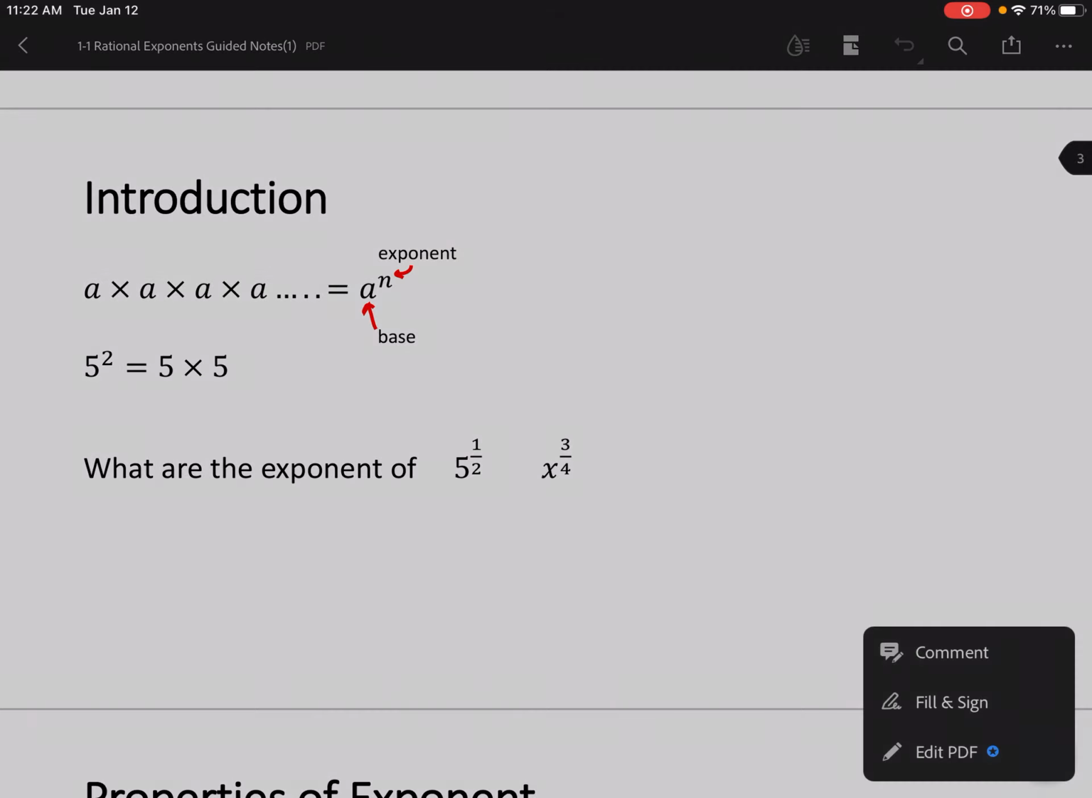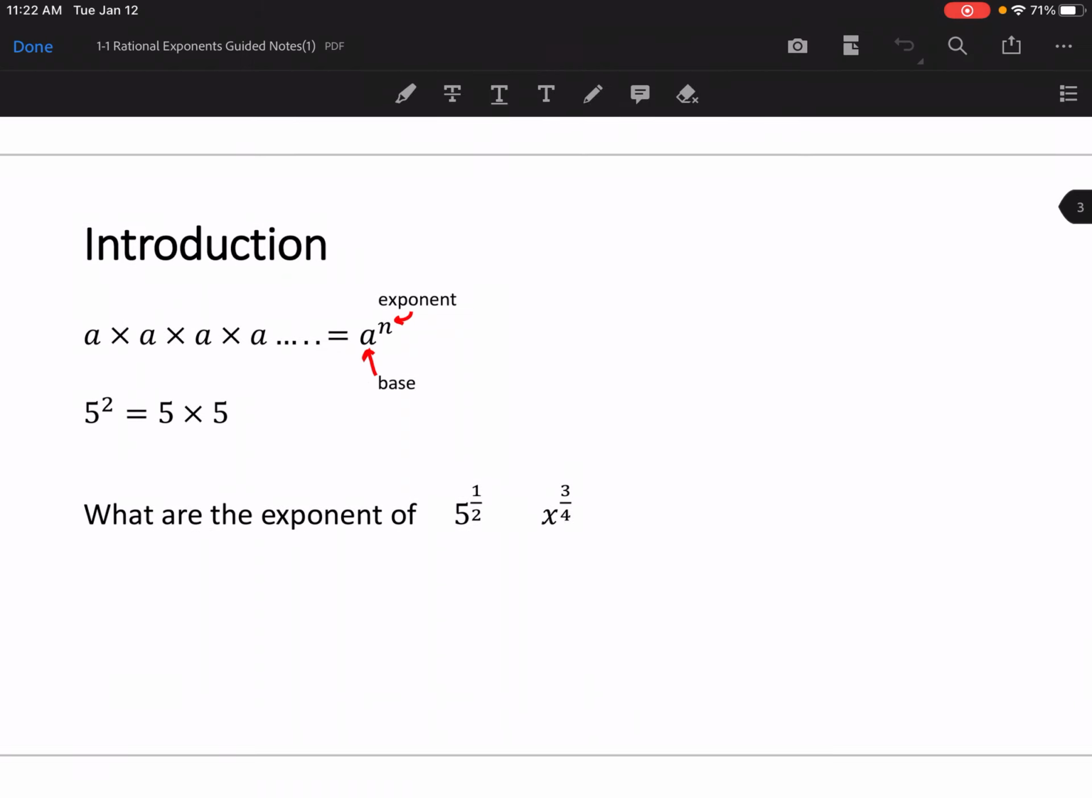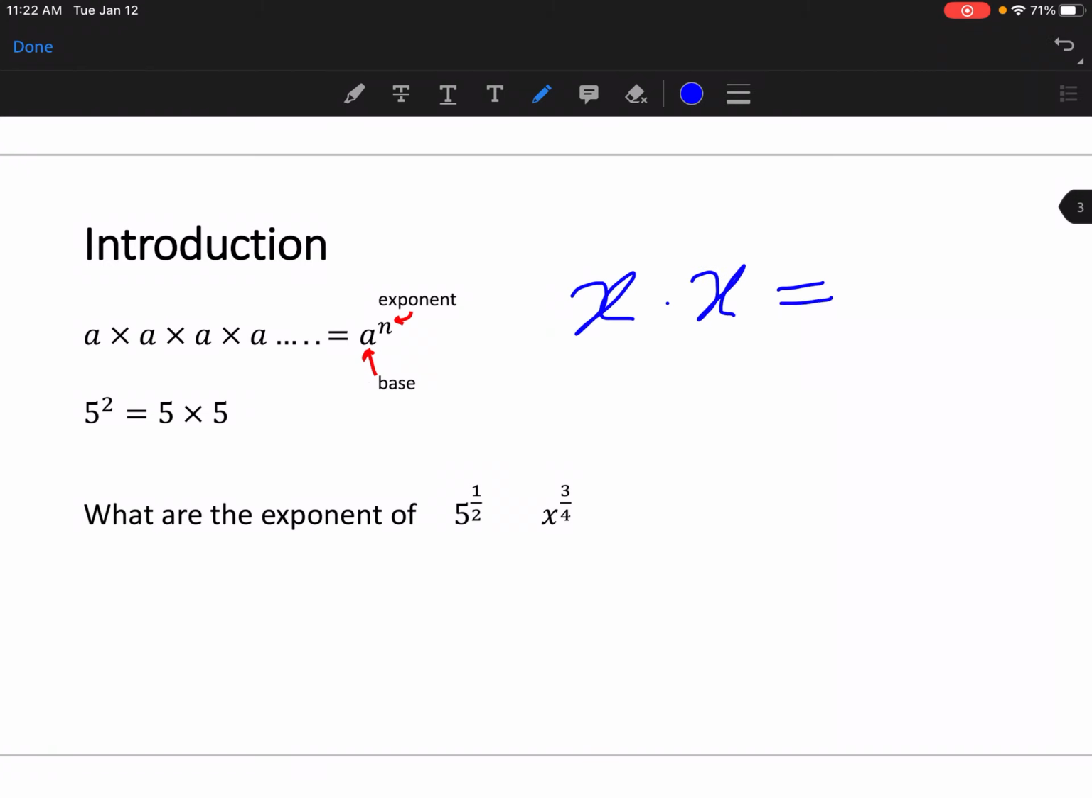Or a lot of times you see it in a variable: if we multiply x times x, because I multiply x 2 times, I get x squared. And here the a right here is my base, and the n is my exponent. So in this case, my x is my base and 2 is my exponent.